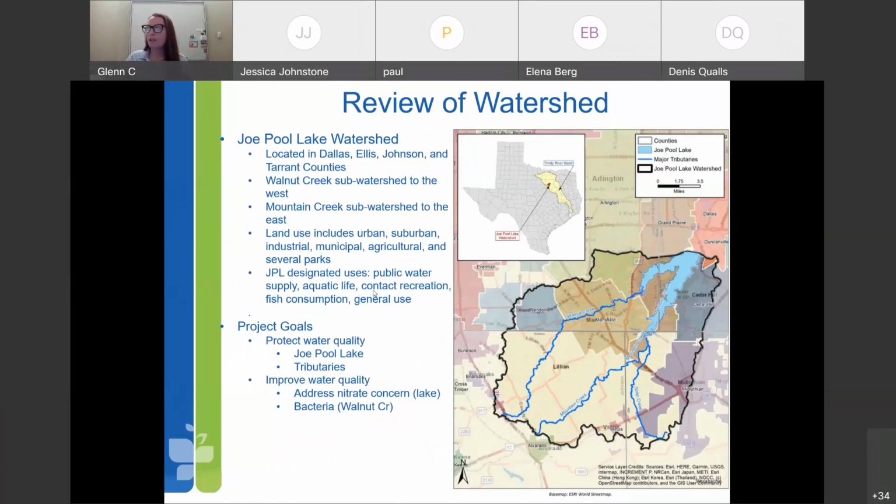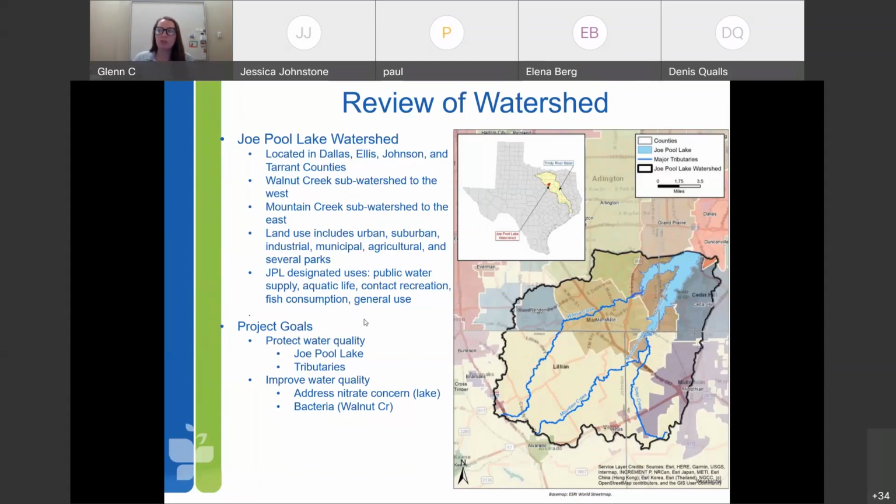So just a brief review of our watershed. Joe Pool Lake is located in Dallas, Ellis, Johnson, and Tarrant counties. We have Walnut Creek right in here, that's our sub-watershed. And then we also have Mountain Creek, which is to the south. That also encompasses Soap Creek. And we have urban, suburban, industrial, municipal, ag, and several parks as land use. Joe Pool Lake itself is designated as public water supply, aquatic life use, contact recreation, has a fish consumption designated use, and a general use.